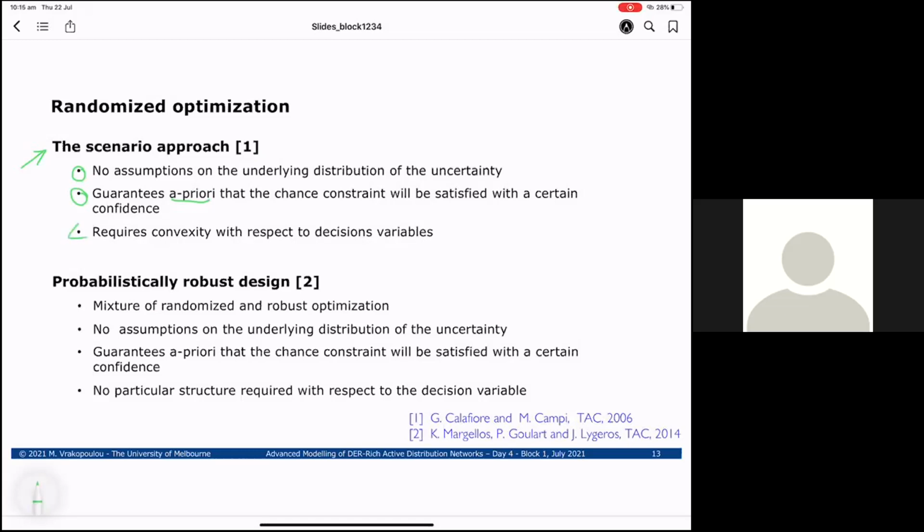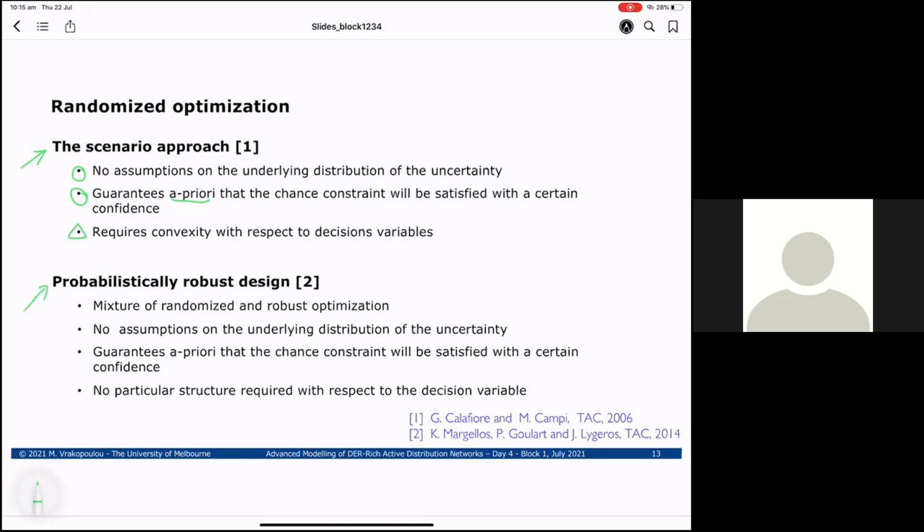The downside here is that it requires convexity of your problem with respect to the decision variables, so it cannot be applied to the typical AC OPF problem, because we do have these non-convex constraints over there.